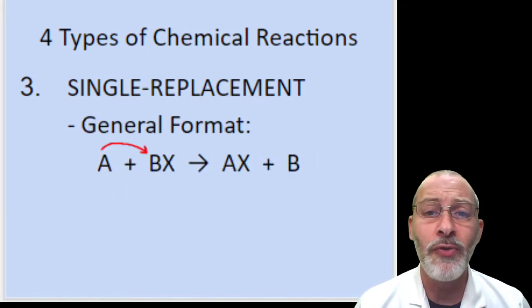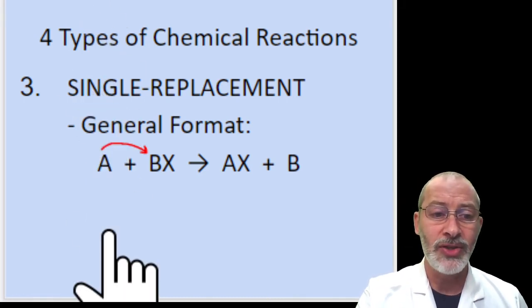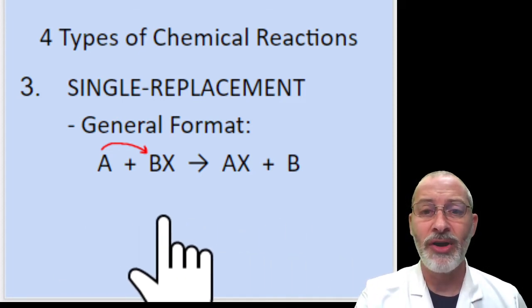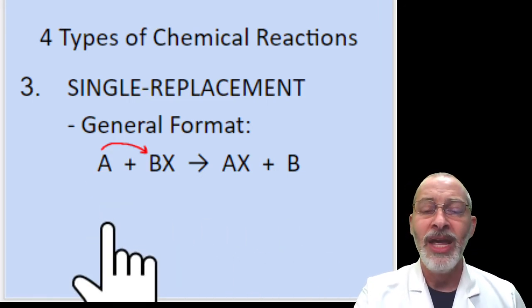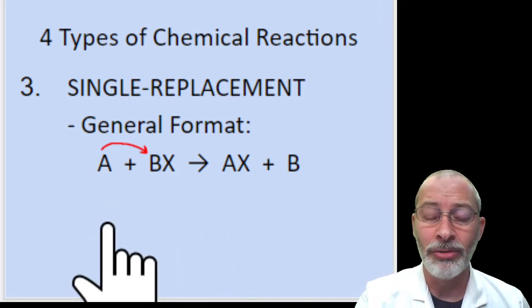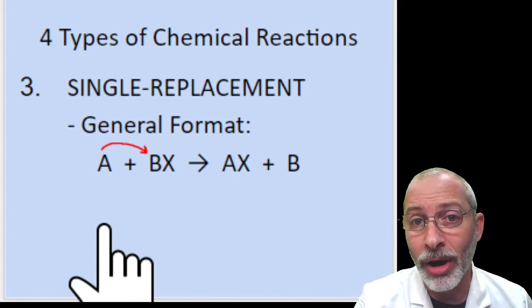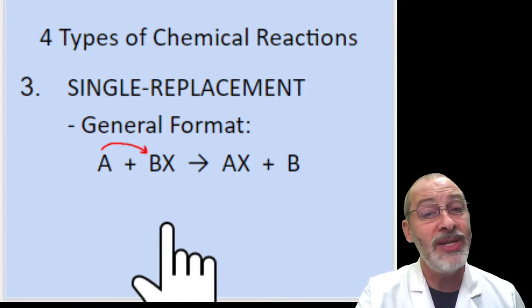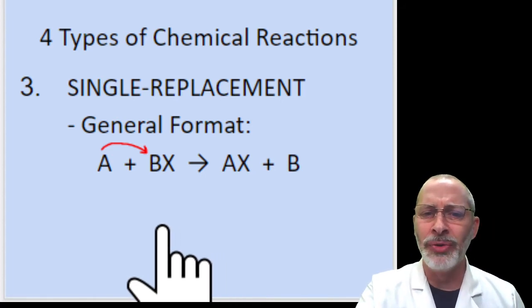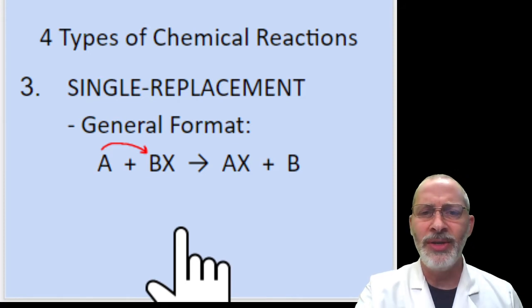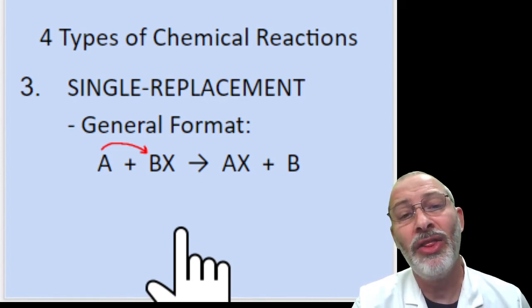So here's the general format of a single replacement reaction. Remember, these letters are variables. These are not symbols of any particular element. But in this case, we have an uncombined element represented by the letter A, the variable A. And notice the red arrow is indicating that it is replacing another element that is already bound in a compound. So in this particular general format, you'll see that the A is replacing the B.